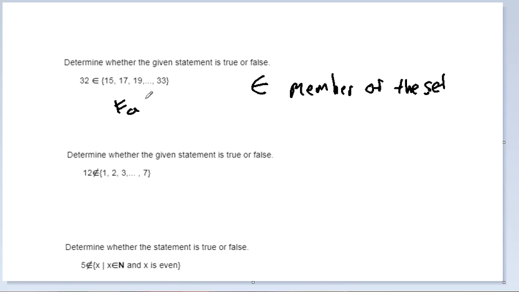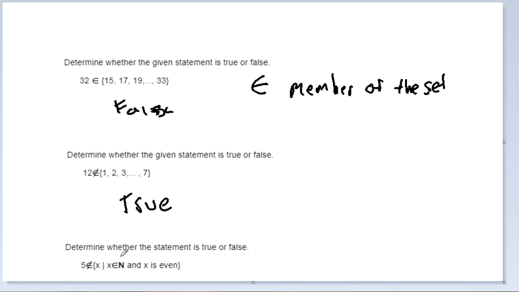Okay, I'll put false. It'd be easier just to write an F in this case because this pen is giving me a hard time. Anyways, it's false. Determine whether this given statement is true or false. Not a member, sure. This goes from 1 to 7. 12 is, notice the line through it, so this is a true statement. And the reason it's true is because 12 is not a member of this set.